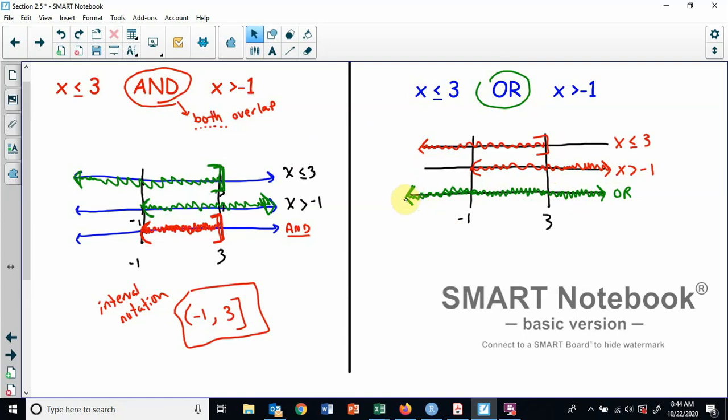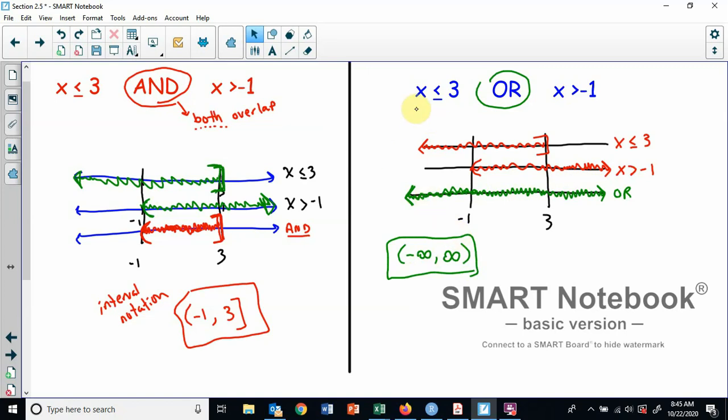Now let's see if we can do this in interval notation. So where does our shading start? At an arrow. And so that is -infinity, comma. Where does our shading end? Another arrow. That is positive infinity. And infinities always get parentheses. Alright. So this OR runs from -infinity to positive infinity.